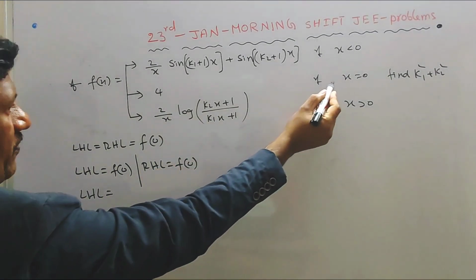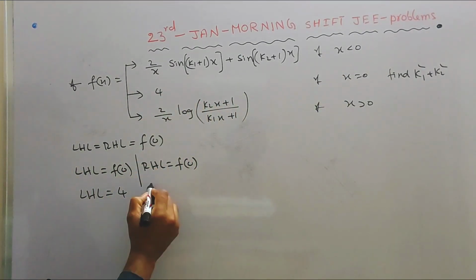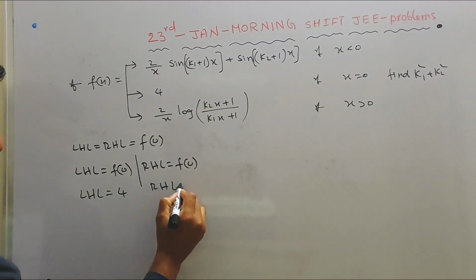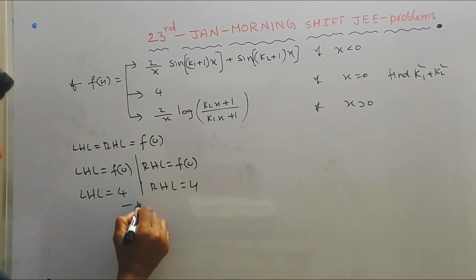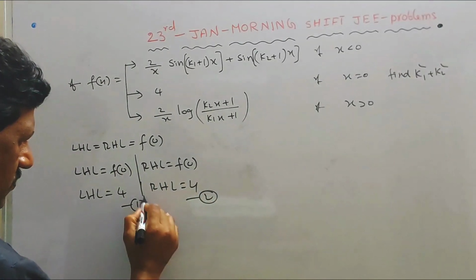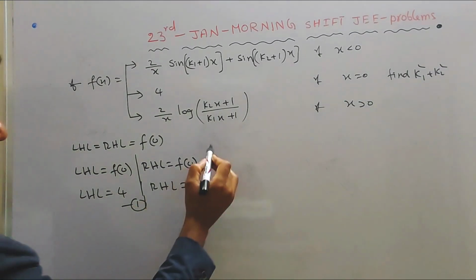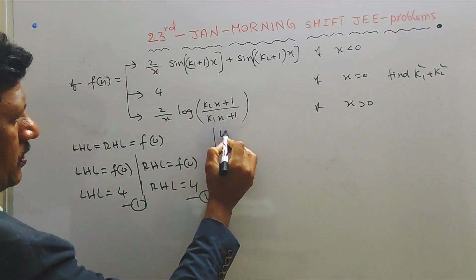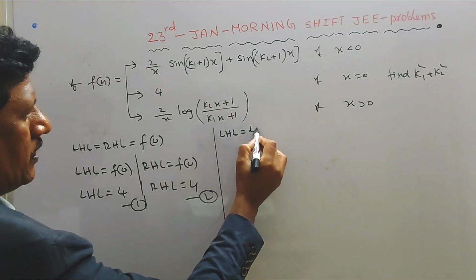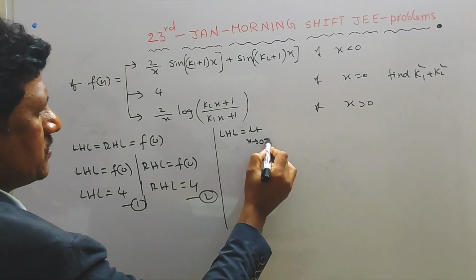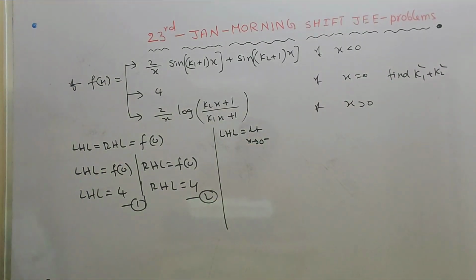4 is given. When x is 0, f of 0 is 4. So this is also 4. This is called equation number 1, and this is called equation number 2. Now I am going to find out LHL at 0. So here LHL means limit x tends to 0 minus.